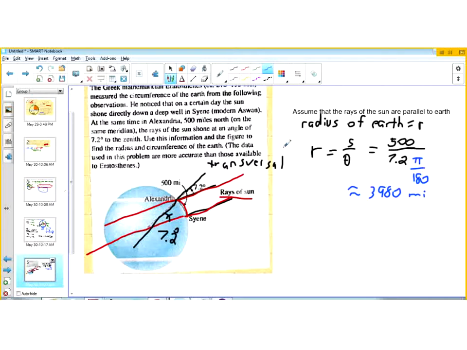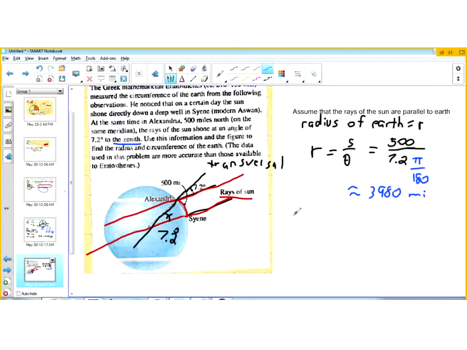I guess the tricky part here is zenith. The rays of the sun shone at an angle of 7.2 degrees to the zenith. So you might want to research what that term means, zenith. Yeah, I guess that would be the horizon or something like that. But that's how you would analyze the problem.